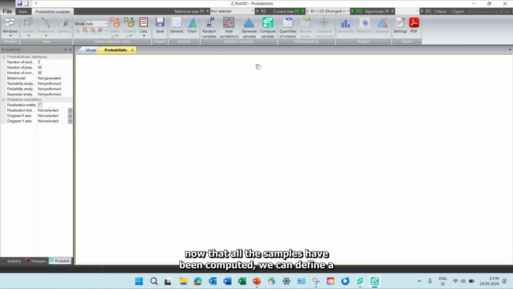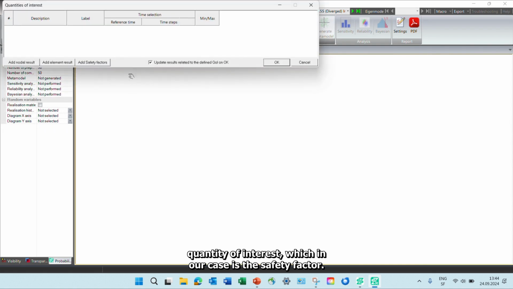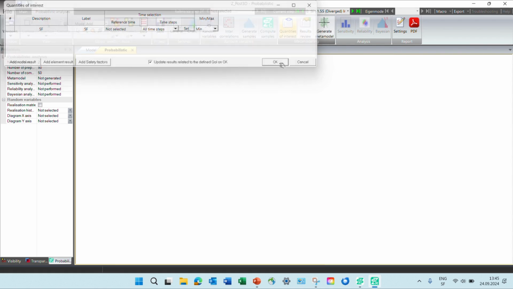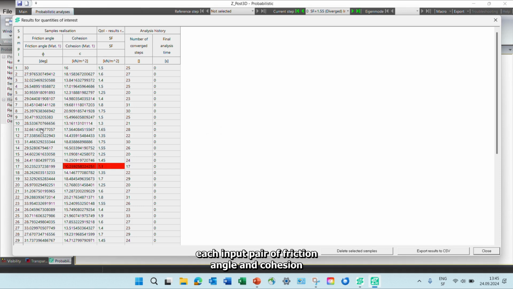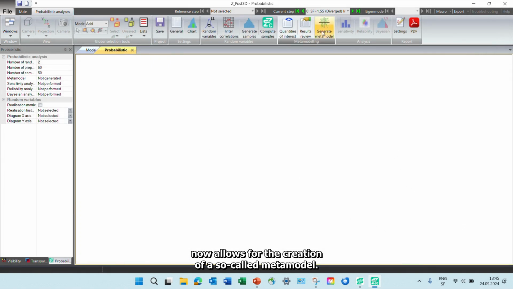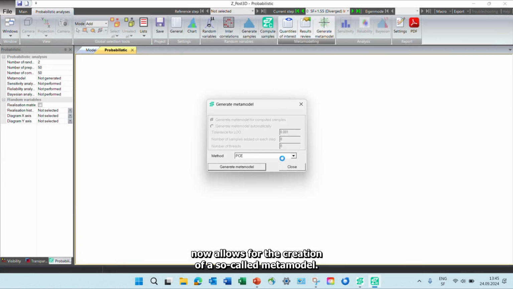Now that all the samples have been computed, we can define a quantity of interest, which in our case is the safety factor. Then we can review the sample results and see each input pair of friction angle and cohesion and their corresponding factor of safety. This set of results from all the computed samples now allows for the creation of a so-called meta-model. Such a meta-model is a continuous approximation of the response of the finite element computations, which are discrete.